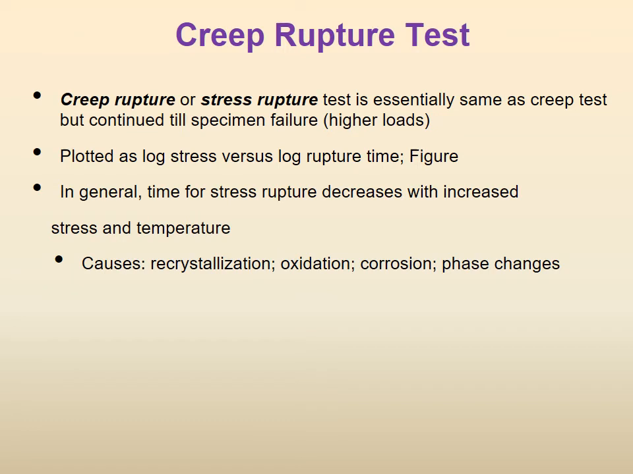Now, we go to the creep rupture test. The name is clear. What was the creep test? The creep test was done only to find the steady state creep rate. In the secondary creep region, the straight line region, find the slope. That was the creep test. So you never need to actually fracture the material. Now, the name is saying creep rupture test, so it means we will do a creep test until it fractures, right. So creep rupture or stress rupture test is essentially the same as the creep test, but it is continued until the specimen fails, and therefore, it is done at higher loads.